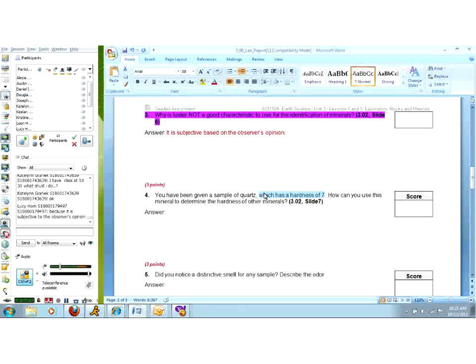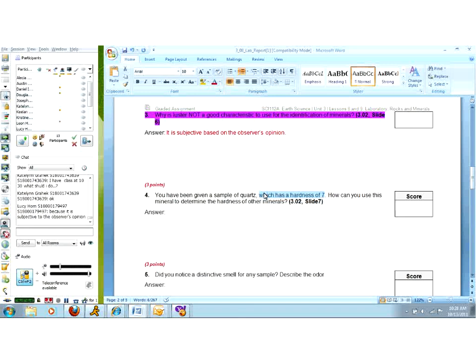Number 4, you've been given a sample of quartz. It has a hardness of 7. How can you use this mineral to determine the hardness of others? If we know our quartz sample has a hardness of 7, what can I do with it? If my sample has a hardness of 7, how could I determine the hardness or a range of hardness for an unknown sample?